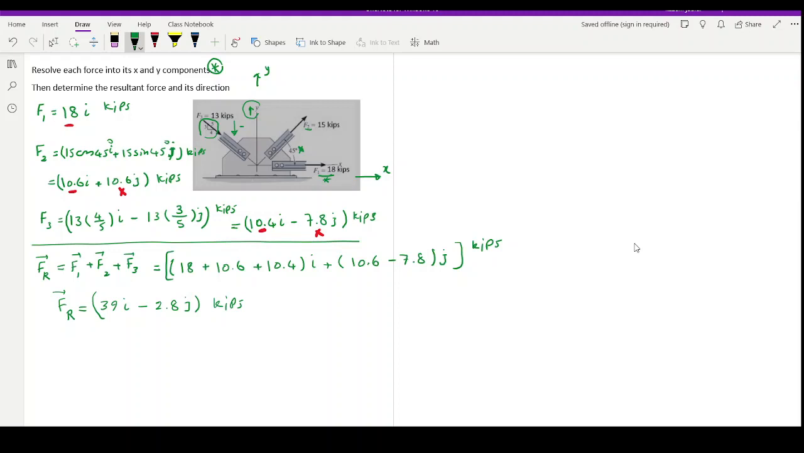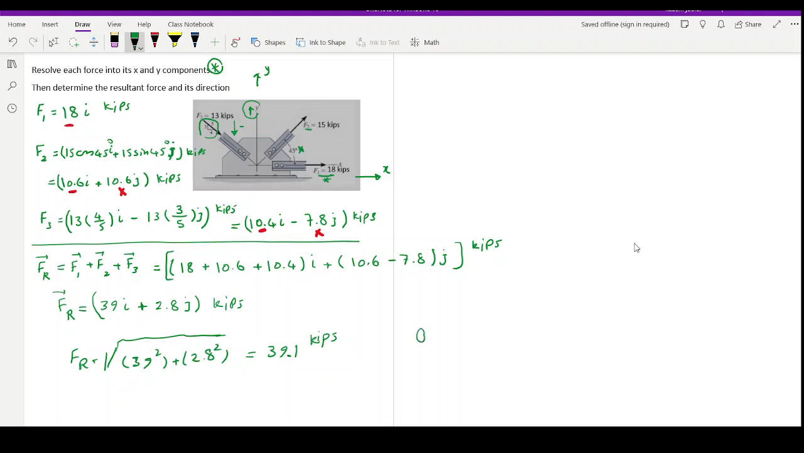Now the magnitude of the resultant force is equal to the square root of 39 squared plus 2.8 squared. My bad, this is positive. I forgot to put positive. So 39 squared, 2.8 squared. And if you solve this, you will get the resultant force magnitude, which is equal to 39.1 kips. So this is the magnitude of the resultant force.